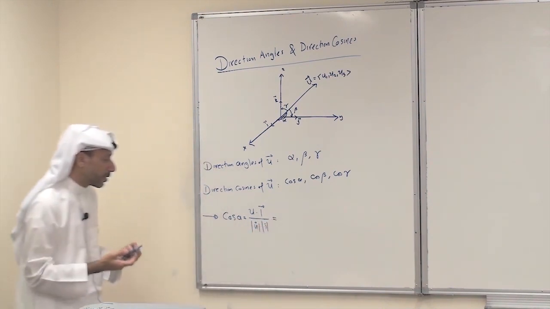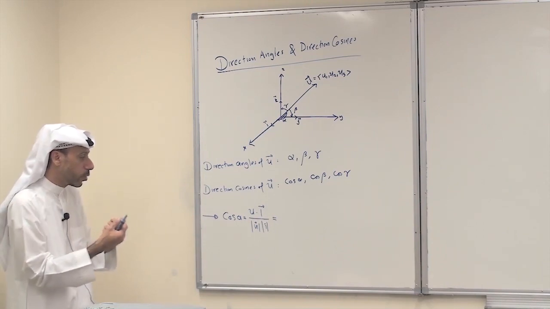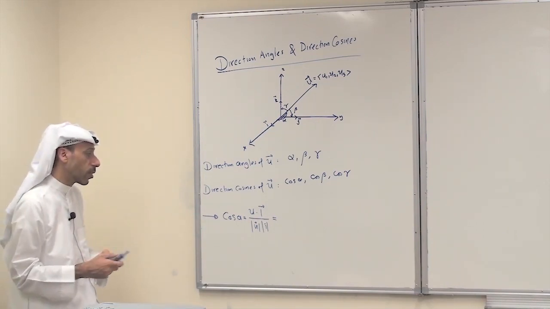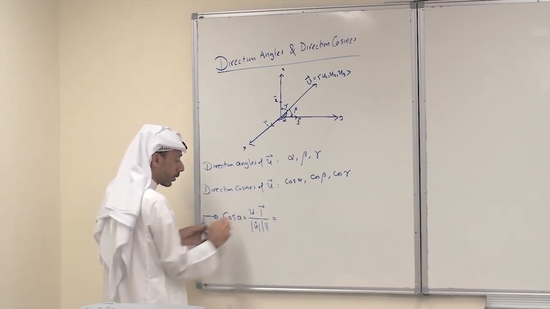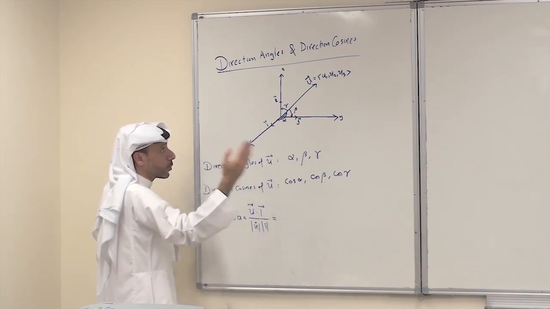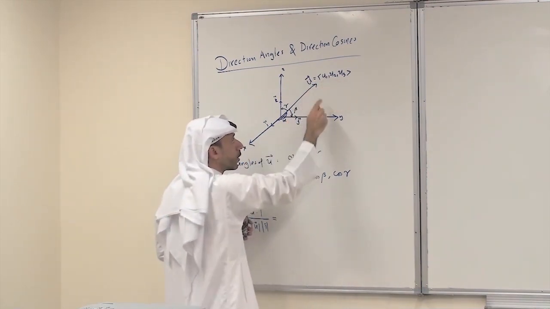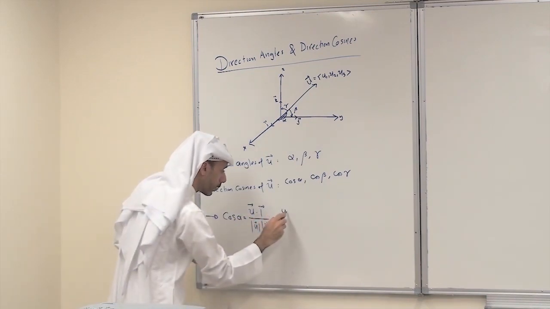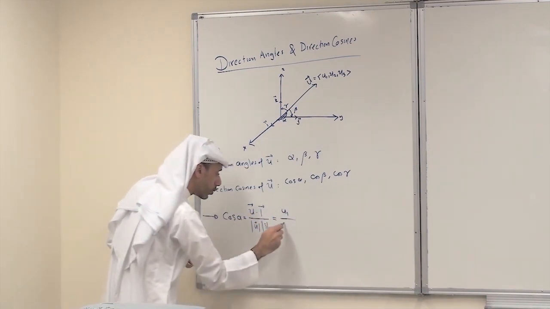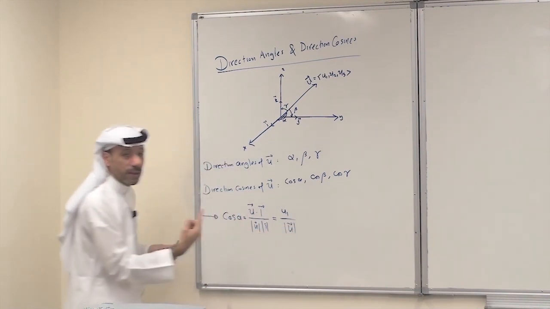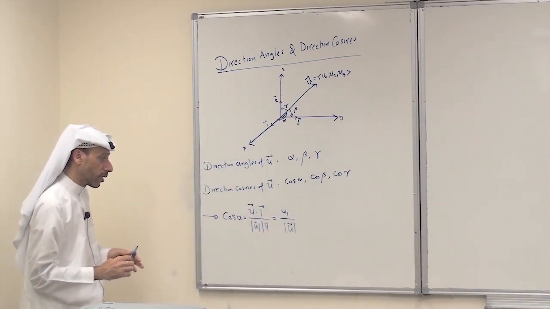This is by using the relation between the dot product and the cosine of the angle between them. I have u dot i, where i is (1, 0, 0). So we have (u1, u2, u3) dotted with (1, 0, 0). When you dot them, you get just u1 over the magnitude of u. The magnitude of i is 1. It is the unit standard vector.